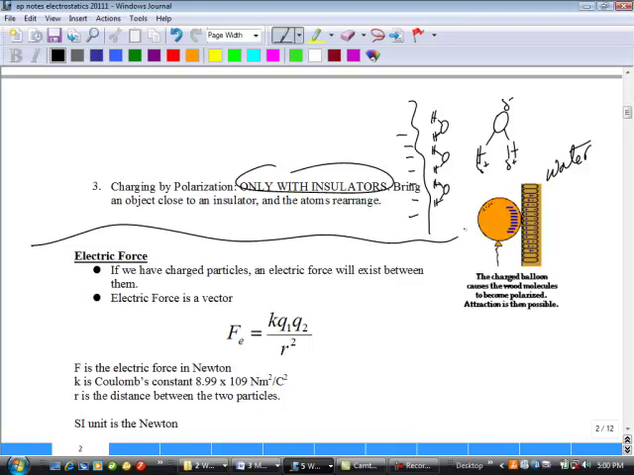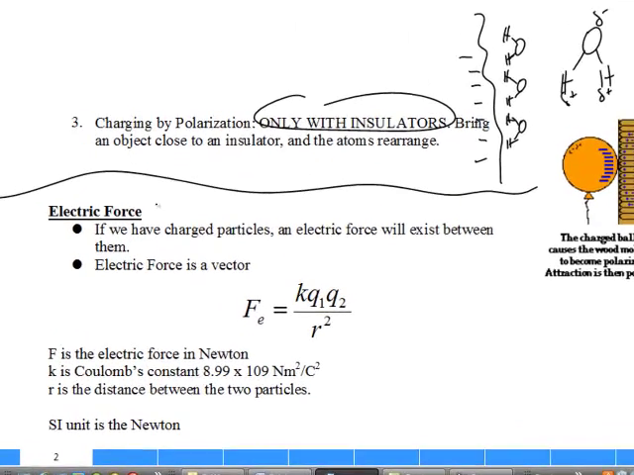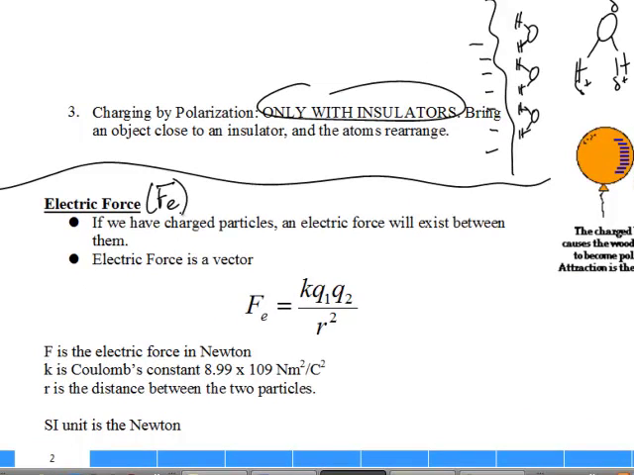All right, time for the fun math part. Here we go: the electric force. We're going to use the electric force as Fe. If we have charged particles, there's going to be an electric force between them, because remember, a force is simply a push or a pull. With charged particles, we can have an attraction or a repulsion. Here's the formula for that electric force: Fe equals K Q1 Q2 over R squared.